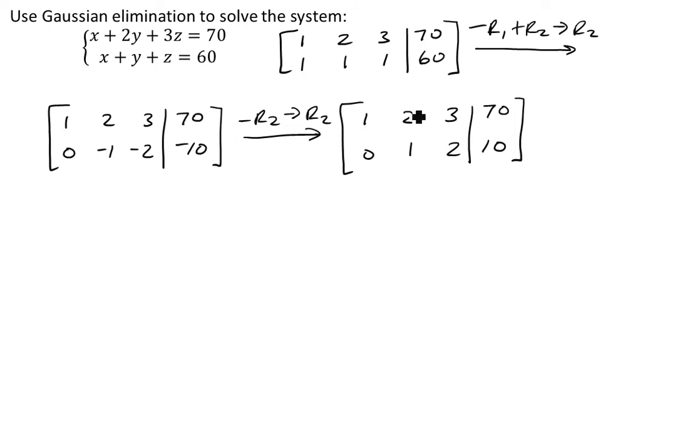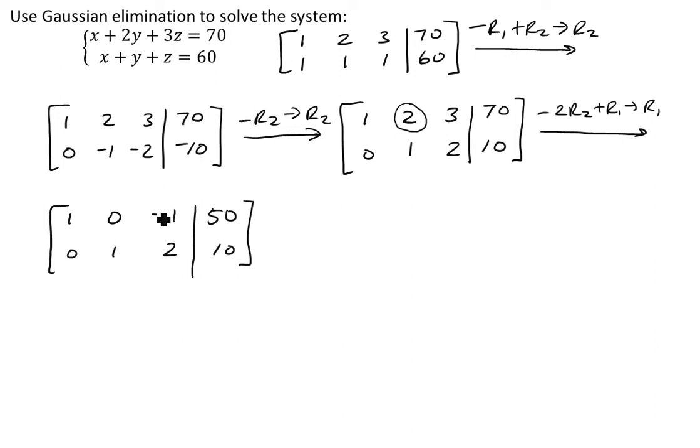And now I want to get a 0 here above that 1, and that way I'll be able to get 2 equations that just involve 2 variables instead of all 3. So to get a 0 up there, we're going to multiply row 2 by -2 and add that to row 1, and that'll give us a new row 1.